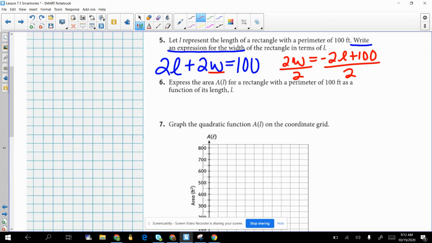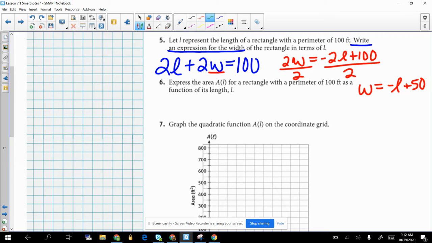So we end up with W equals negative 2L divided by 2, which is just going to be a negative L. And then 100 divided by 2 is going to be plus 50. Okay, so W equals negative L plus 50. Or if you had 50 minus L, that would be fine also.